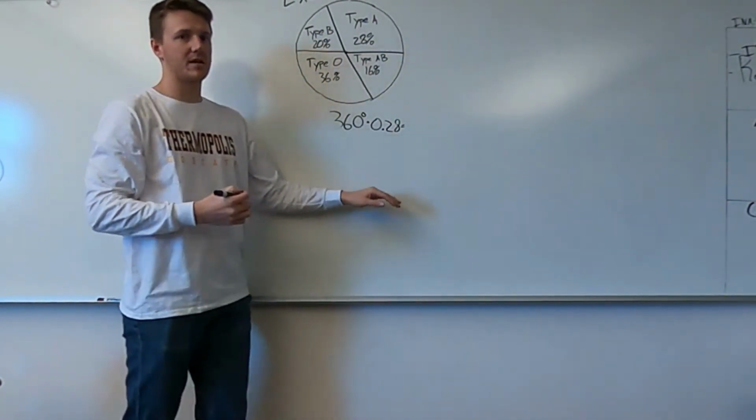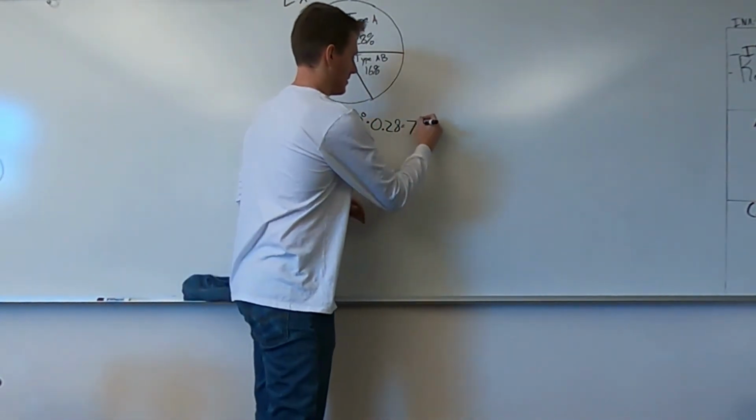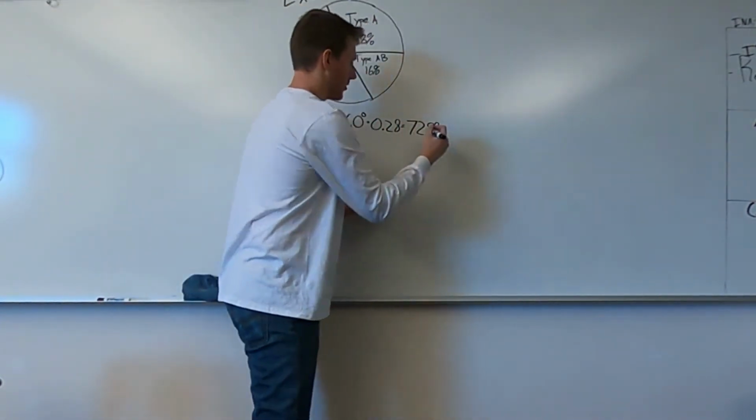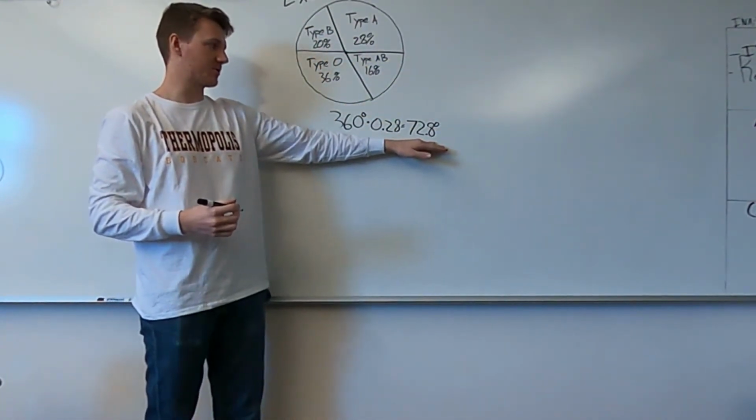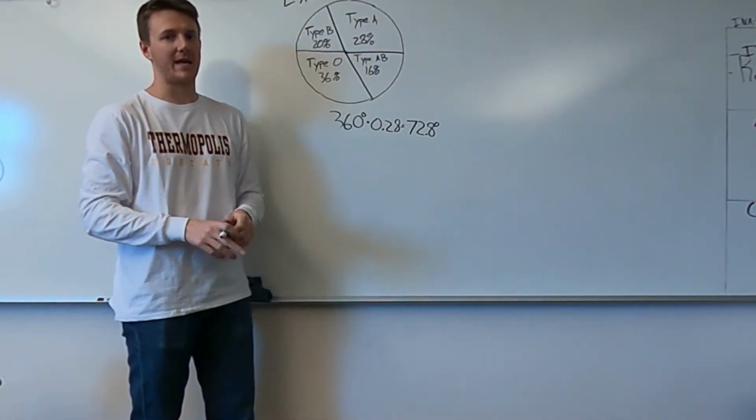And then this will give us 72.8 degrees, which represents 28% of our total circle. So our central angle will be 72.8 degrees.